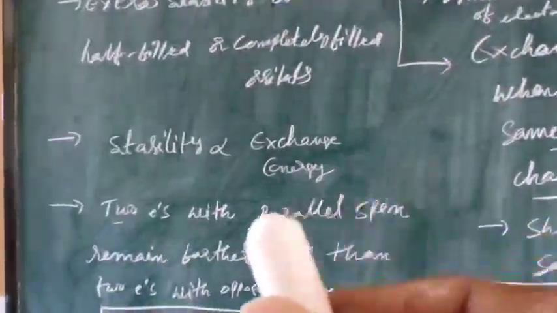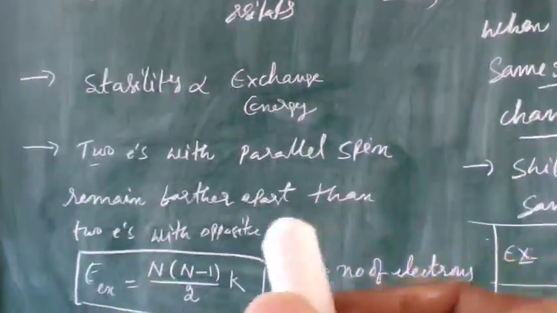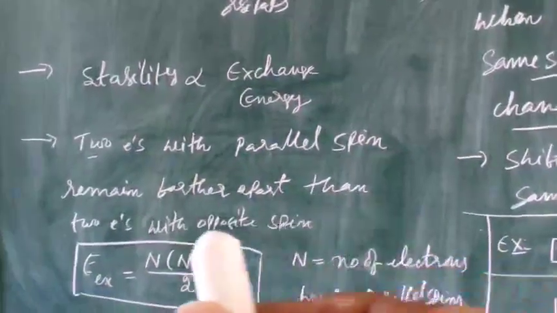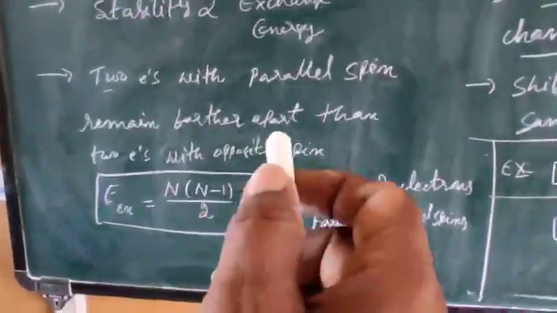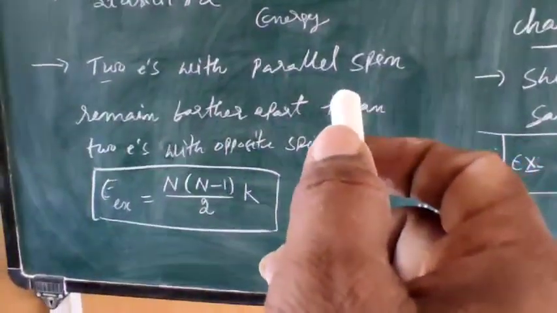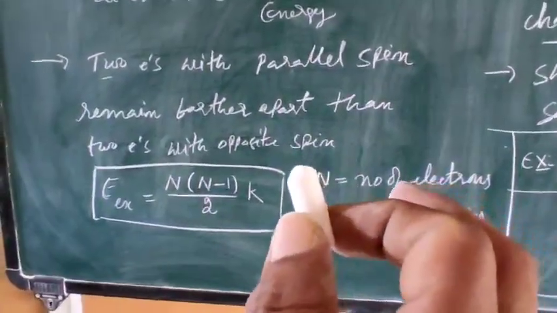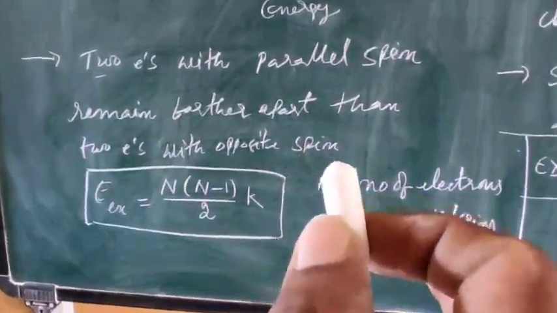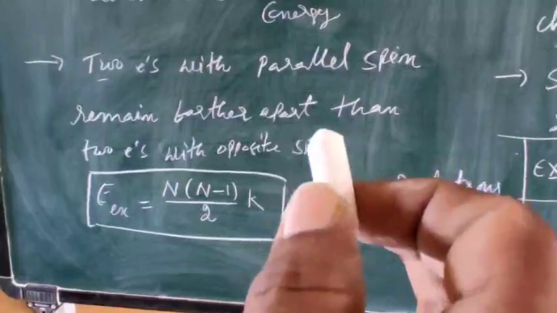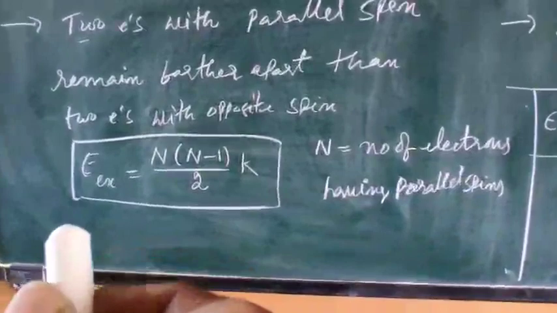Okay, stability is directly proportional to exchange energy. Two electrons with a parallel spin remain further apart than two electrons with opposite spin. What is the meaning of this? Electrons with a parallel spin can maintain some distance when compared with two electrons with opposite spin. Generally, two electrons with opposite spin come together, while two electrons with a parallel spin can move away. So this can influence exchange energy.